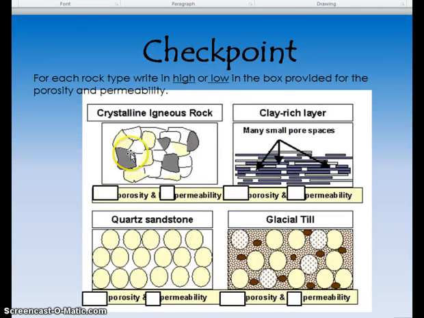So as this checkpoint, we want you to go through each of these. We want you to write high or low. You could just write H and L, which has a high porosity, low porosity, high permeability, low permeability. Pause the video to do that.